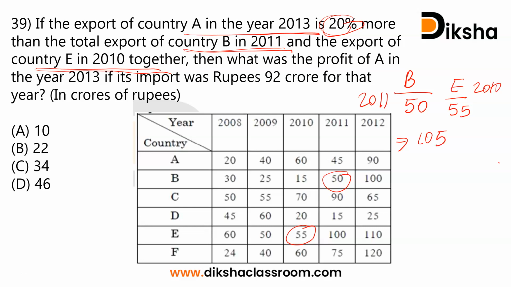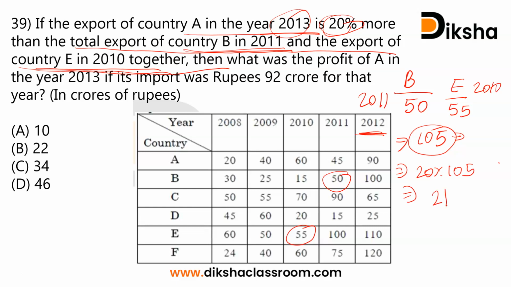So we have got the total export of country B and the export of country E together, 105. They have said that the export of country A in 2013 is what we need; we are not looking it up in the table, because as per the table we have data only till 2012. So as per the question, it is 20% greater than this one. So first of all, we want to find 20% of 105. We get it as 21.